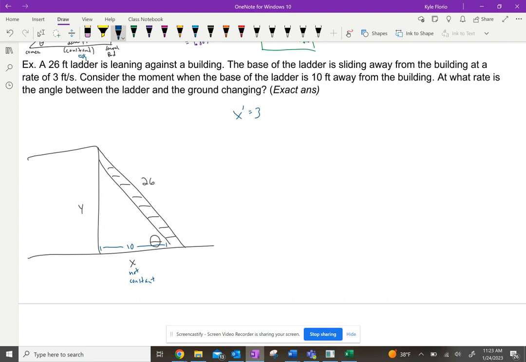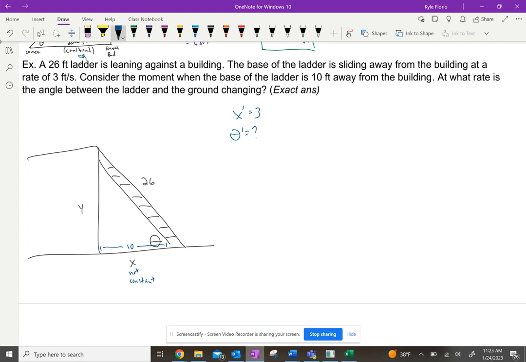Consider the moment when the ladder is 10 feet away from the building. At what rate is the angle between the ladder and the ground changing? So we're trying to find out what is the rate of change of that angle. And as this ladder is sliding away, that angle should be getting smaller. So I'm expecting a negative number here.